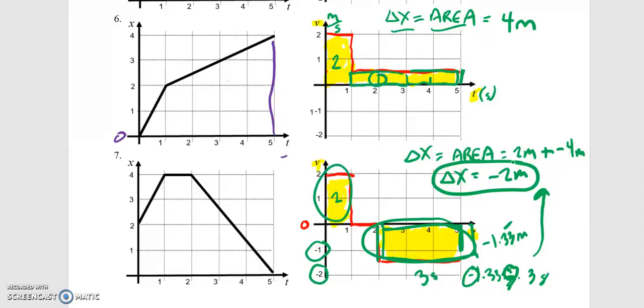Does that match up with what we see over here? Well, the object starts at 2 meters, that's its starting position, and when it's done at 5 seconds, it's at 0 meters. So that is indeed a decrease of 2 meters on the position axis, which agrees with our calculation here.